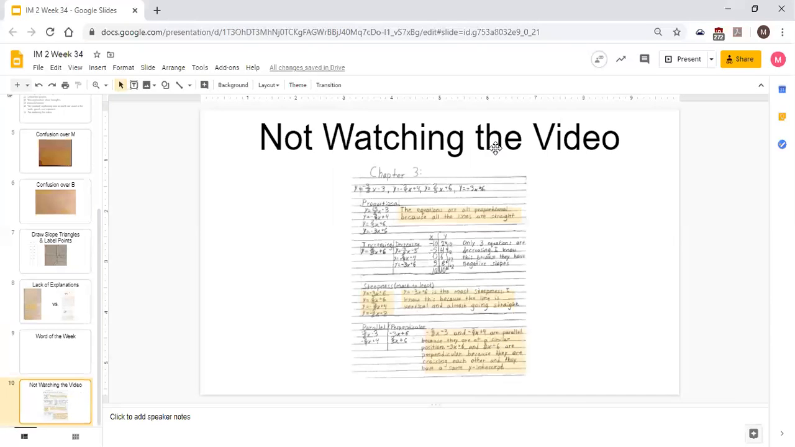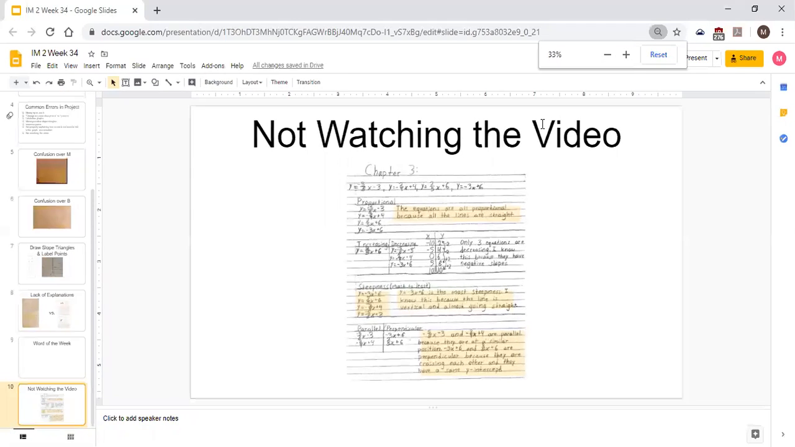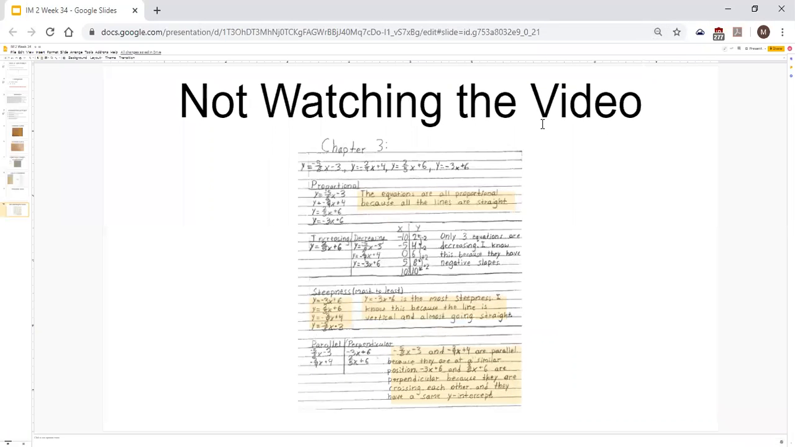What do you notice about their explanation of each one of these concepts? Proportional, steepness, parallel, and perpendicular. Raise your hand if you see the error. So what is wrong with the way they describe proportional, steepness, parallel, and perpendicular?